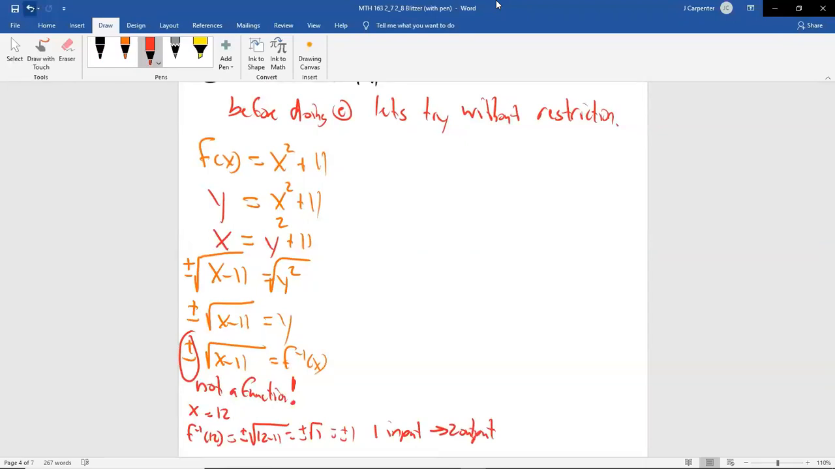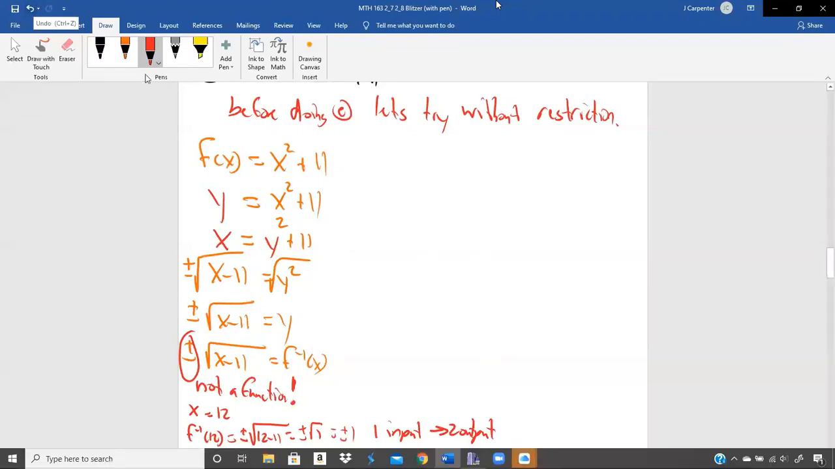Every input, if you repeat an input, you should get the same output. You can't have one input leading to multiple answers. In the real world, we call that insanity. In math, we call it not being a function. In order to be a function, if I plug in 12, I only expect to get one answer, not two. So this is not a function.